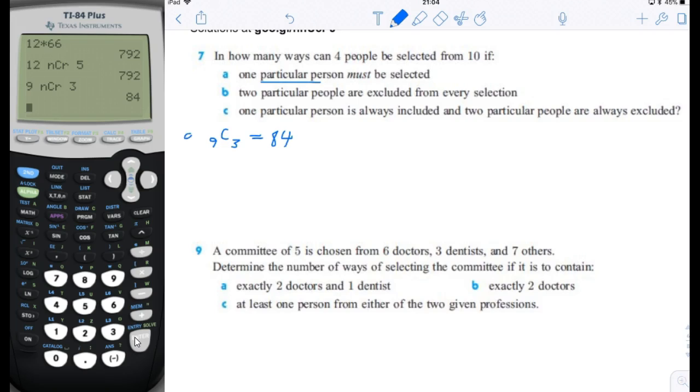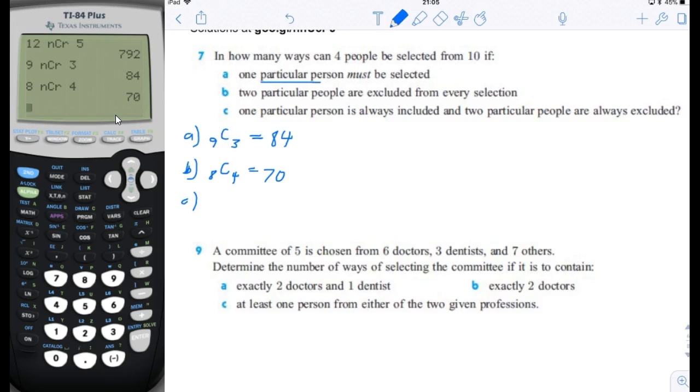All right, part B. 2 particular people are excluded from every selection. So in that case, we're not choosing from 10 people. We're going to choose from 8 people, because 2 people are designated as not being part of the choice. So we're doing 8 choose 4, actually. Let's see what that is. Remember, these numbers are not so big that you couldn't do these by hand.